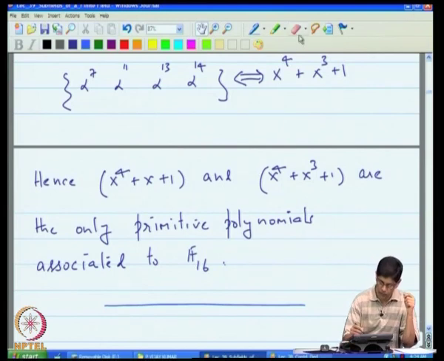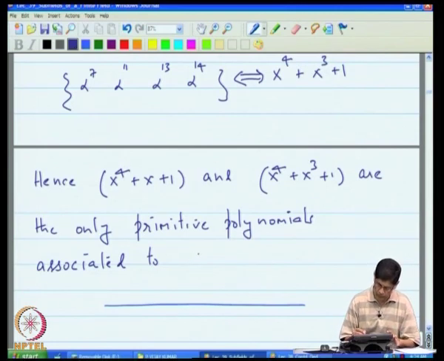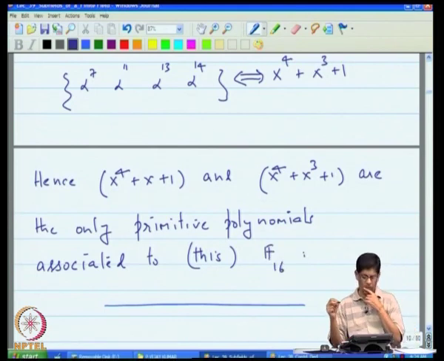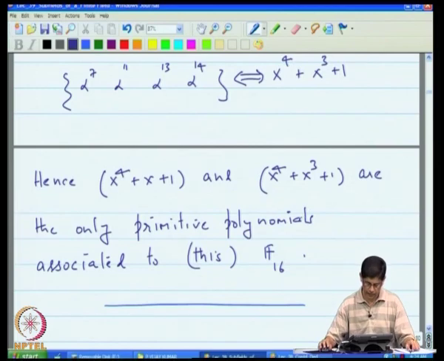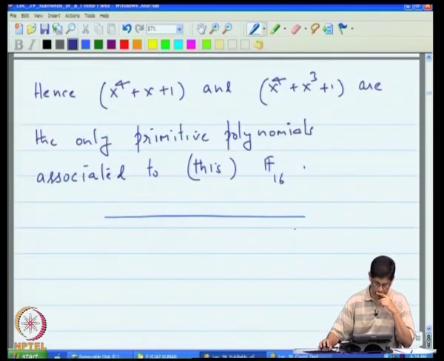But as it turns out, all finite fields are really the same. So, this turns out to be true for all finite fields. So, I am just going to write this in brackets and just put down in here F16. Okay. All right.